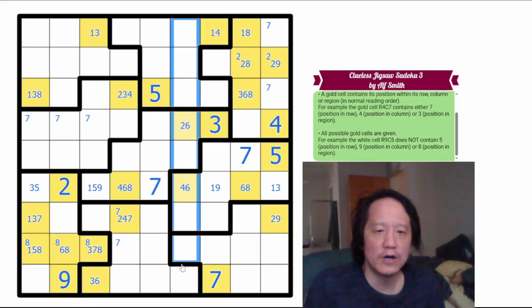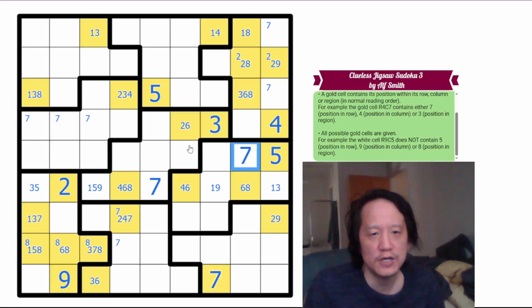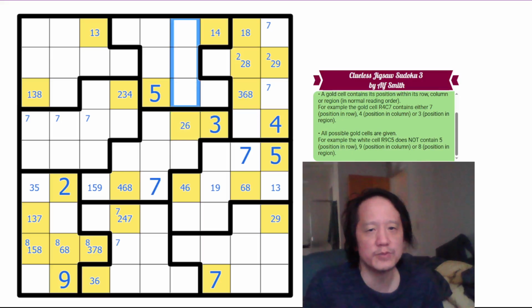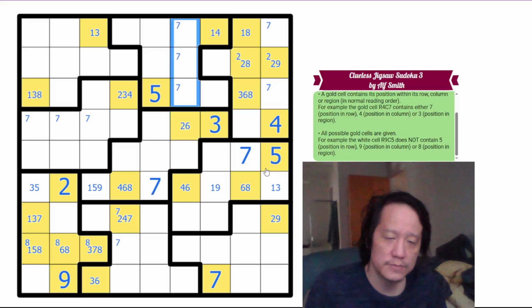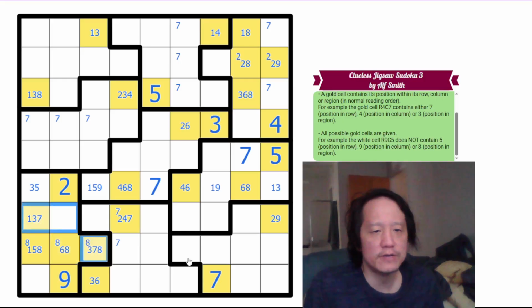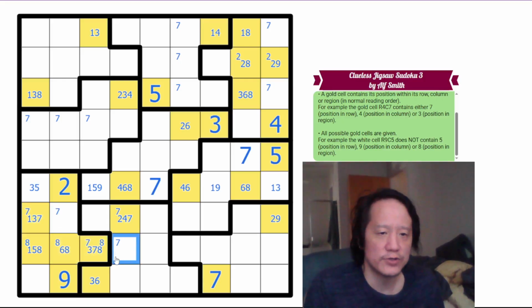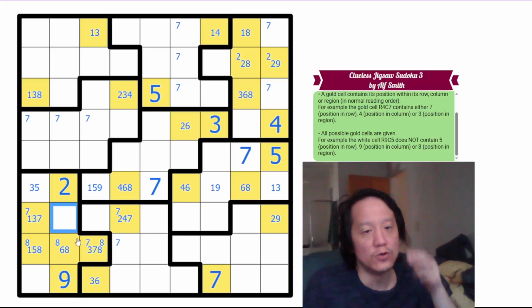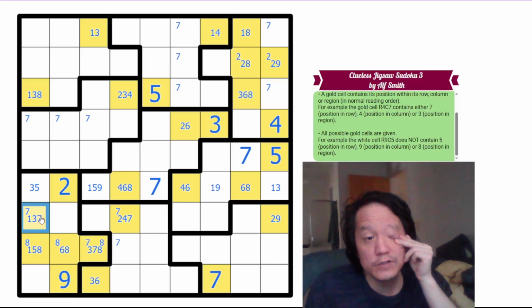where is the 7 in column 6? It cannot be here because of the 7 in the row, can't be here because of the 7 in the region, can't be here because 7 in the region, can't be here because 7 in the region, so it must be one of these three. Seven in region 7 has to be one of those three. Because this doesn't... Oh, wait, no, it's column... That is row 7. So that would have to be gold if that were a 7. So it's one of these two.